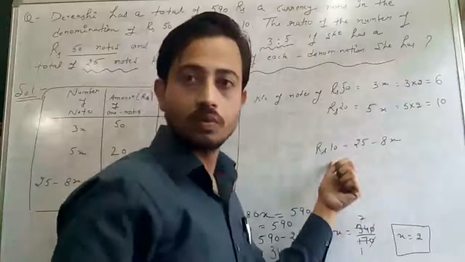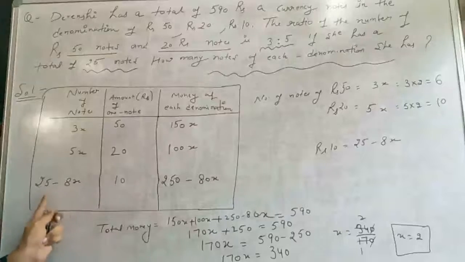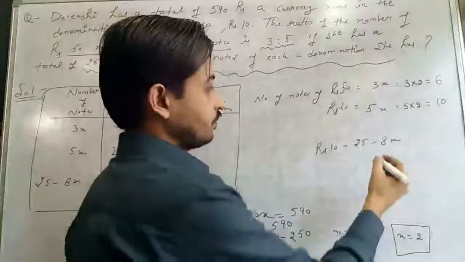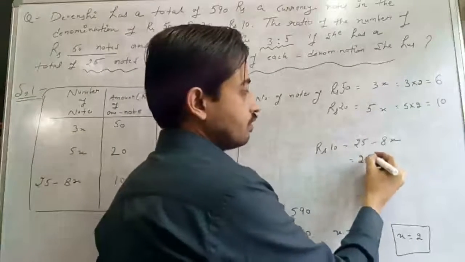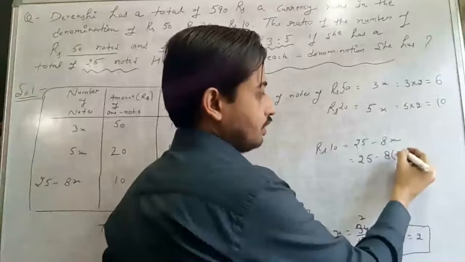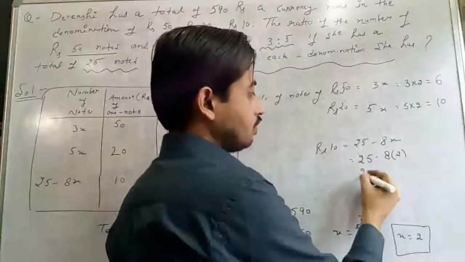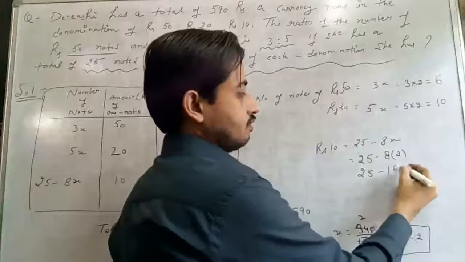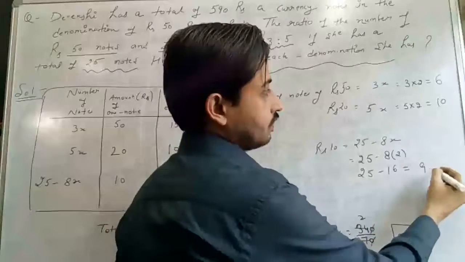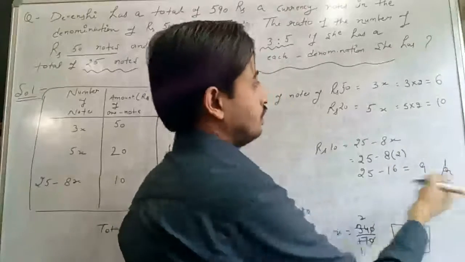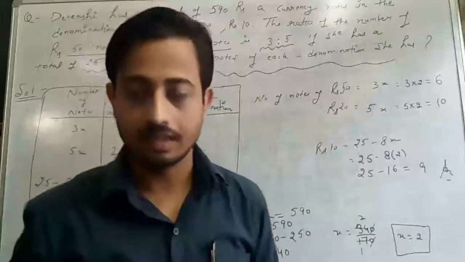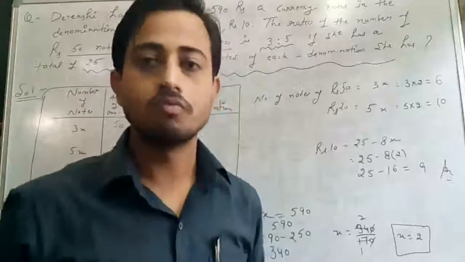Similarly, the number of notes of 10 rupees is equal to 25 minus 8x. So substitute this value, 25 minus 8 multiplied by 2. What will we get? 25 minus 16, which is equal to 9. So this one is your final answer. Please make a note first.